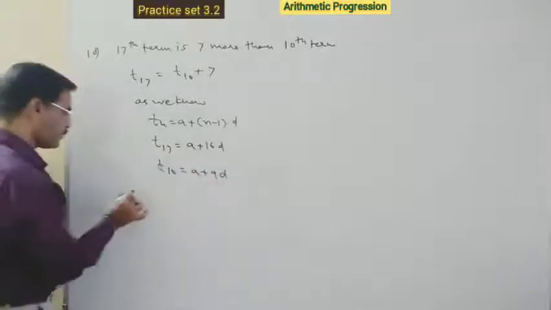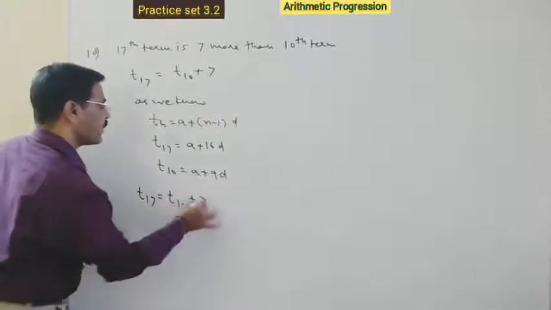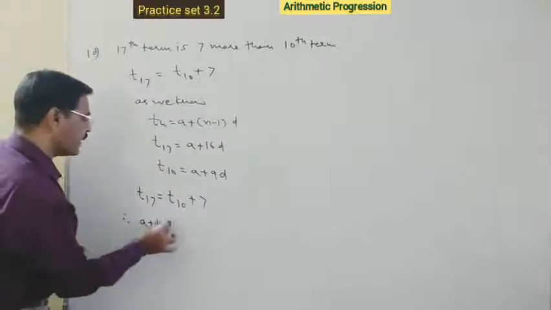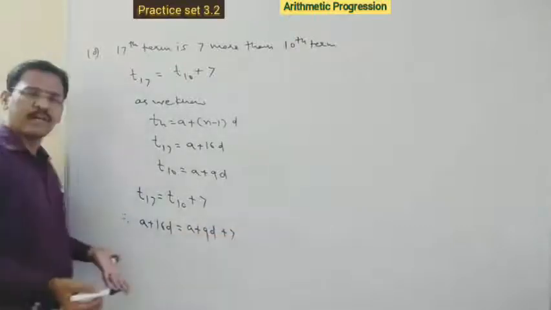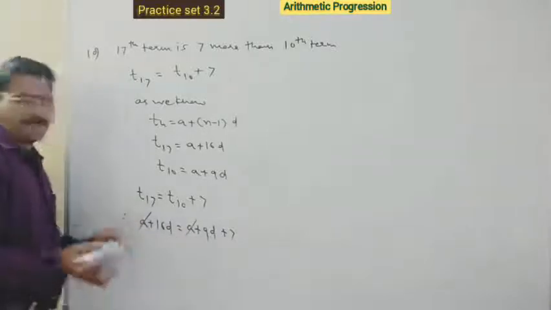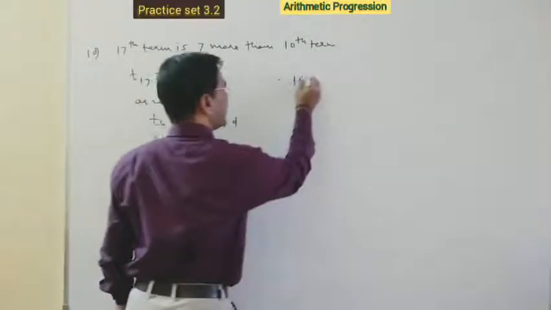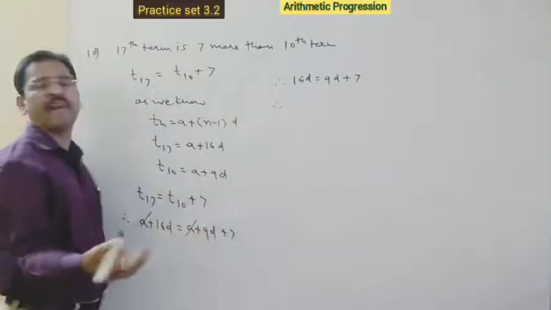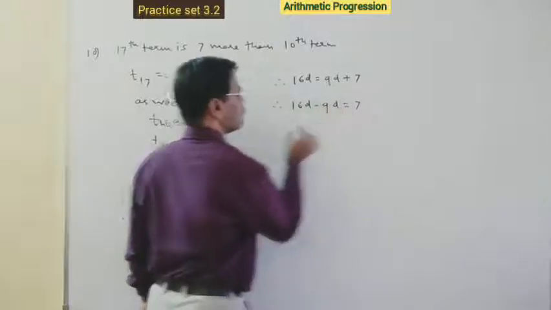Is it okay? So what do we know here? T17 is equal to T10 plus 7. We'll put the values here. What is T17? a plus 16d. T10 is a plus 9d, plus 7. So simplifying this, a gets cancelled. Cancel means a comes to this side, a minus a gets cancelled. So now look here, what do we get? 16d is equal to 9d plus 7. So only by simplification we can find the value of d here. So 16d minus 9d is equal to 7.